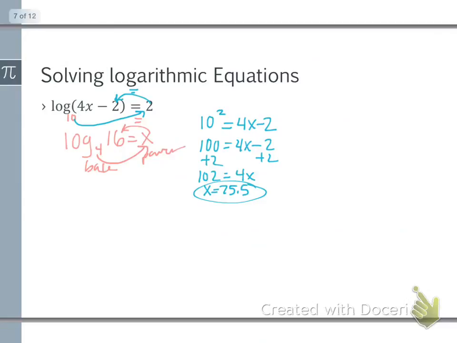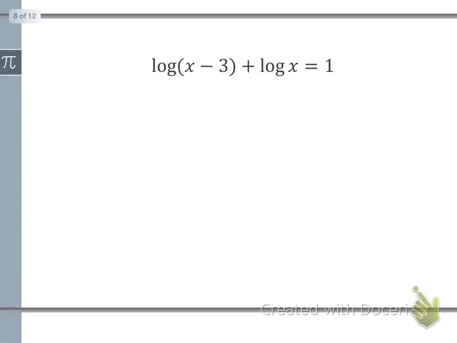So you do the same process of base, power, what it equals to, except this time you have to solve for x. So this time we need to condense it so that we can do our base to power to what it equals. This plus sign, remember, means to multiply. So log base 10 of (x minus 3) times x equals 1.